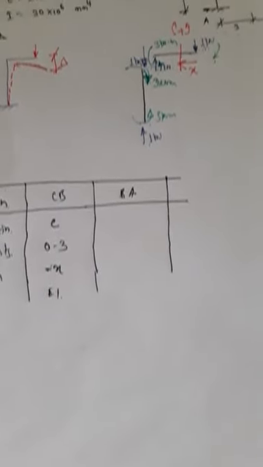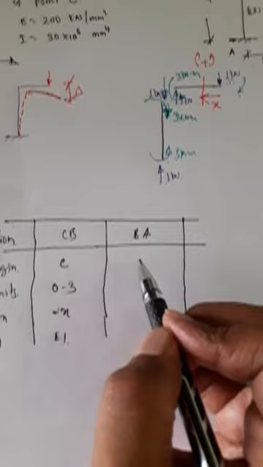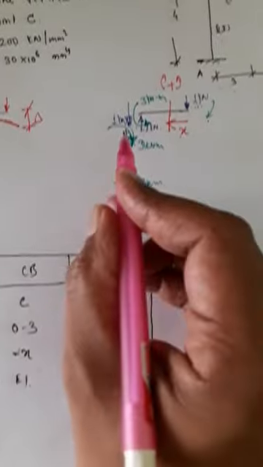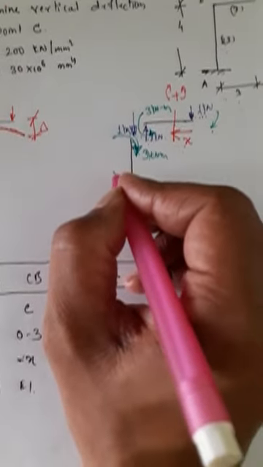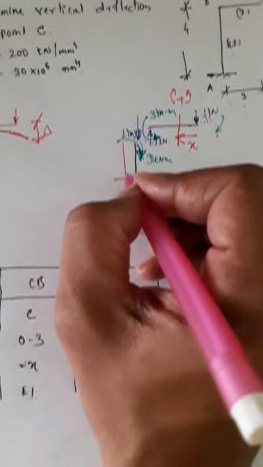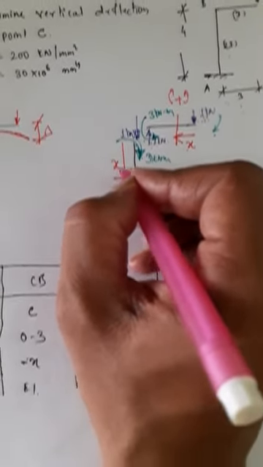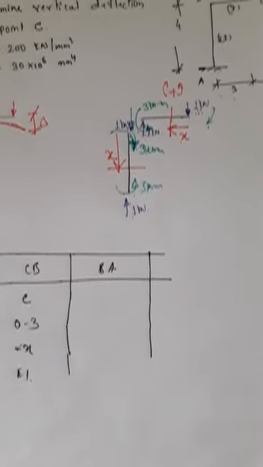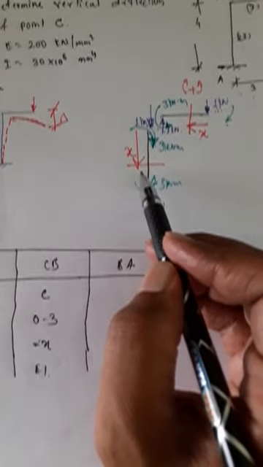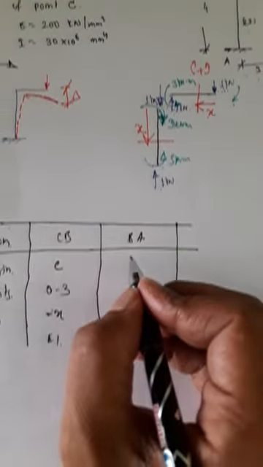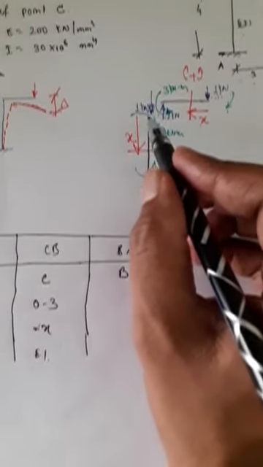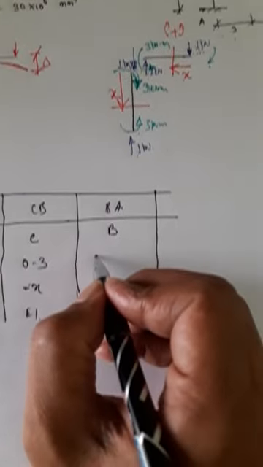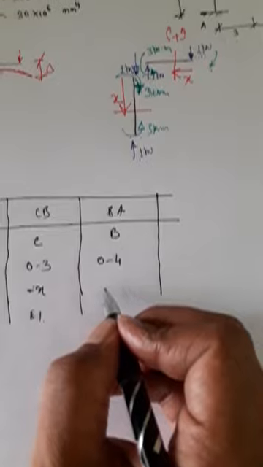EI. Now consider this section BA. So what I am going to do is start from B, go towards A. Let me take a section here at distance x. Now let me write the bending moment equation. Here for this section, origin is B. Limits means distance of BA, 0 to 4. Now moment at this section.